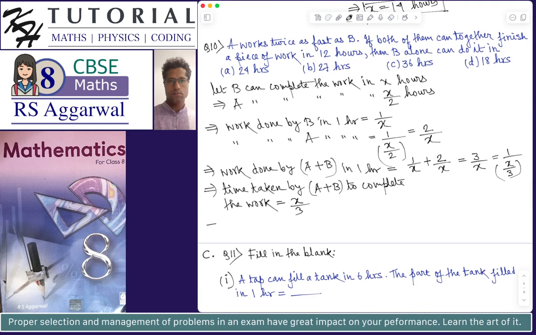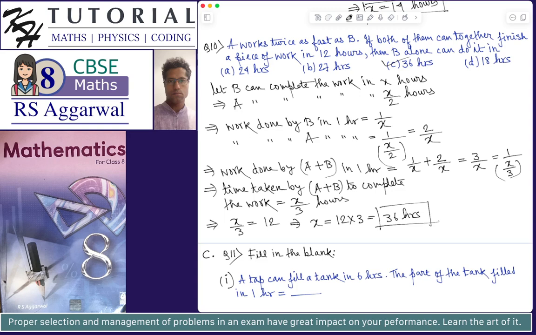So this means that in this will be x by 3 hours. So we can say x by 3 is equal to 12. So this implies x is equal to 12 multiplied by 3, 36 hours. So 36 hours should be the answer. That is, B alone can complete the work in 36 hours. So the correct choice should be choice C. Let me check the answer. Question number 10 is C.